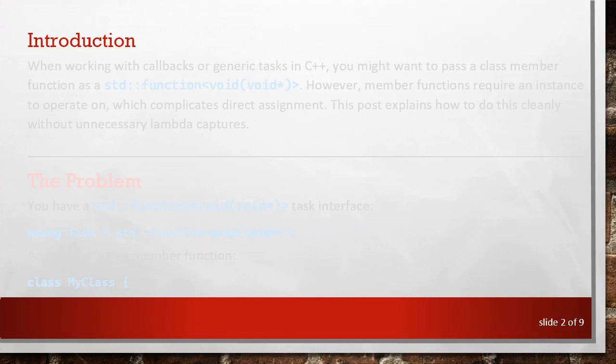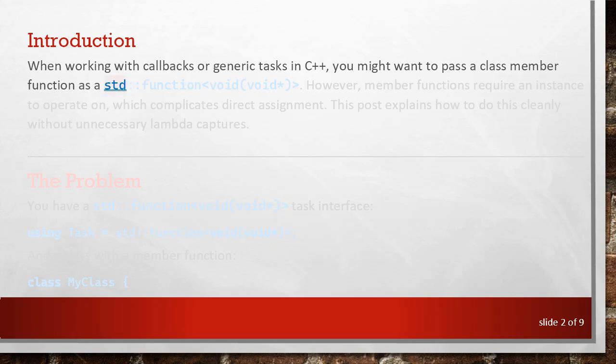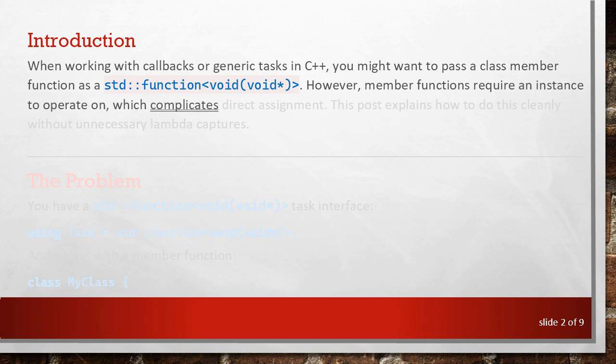Introduction. When working with callbacks or generic tasks in C++, you might want to pass a class member function as a std::function<void(void*)>. However, member functions require an instance to operate on, which complicates direct assignment. This post explains how to do this cleanly without unnecessary lambda captures.